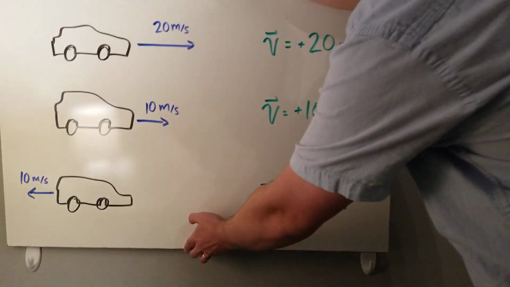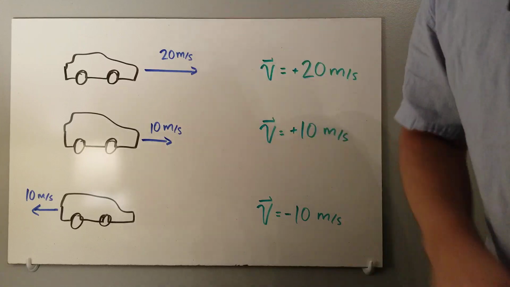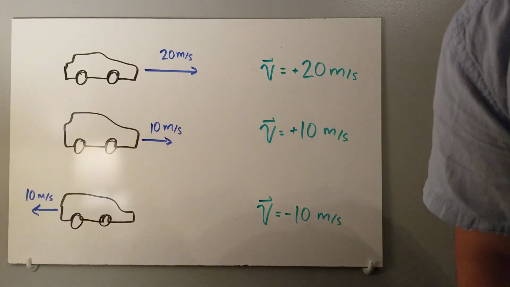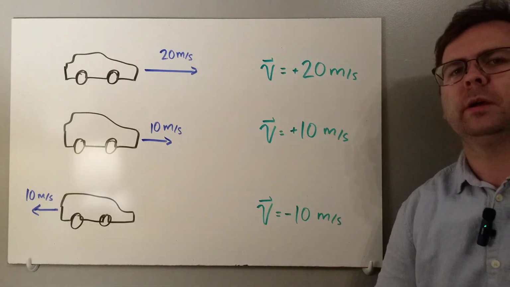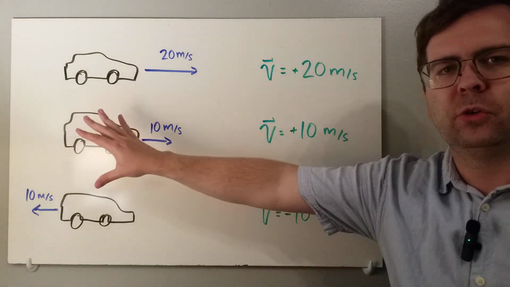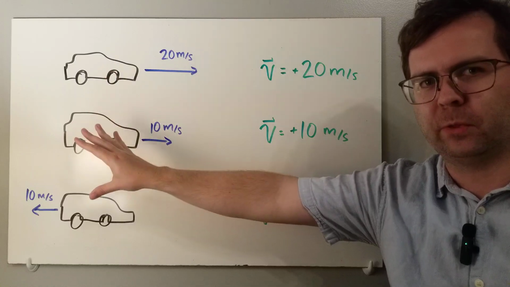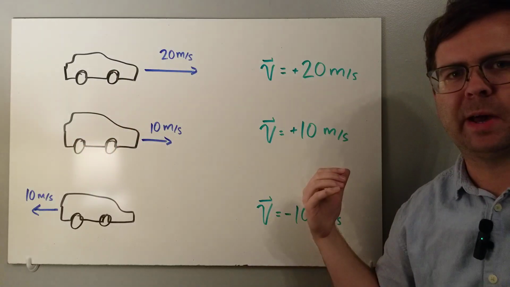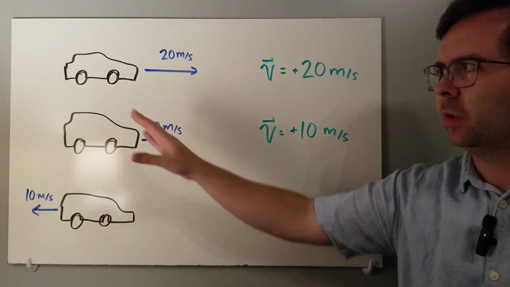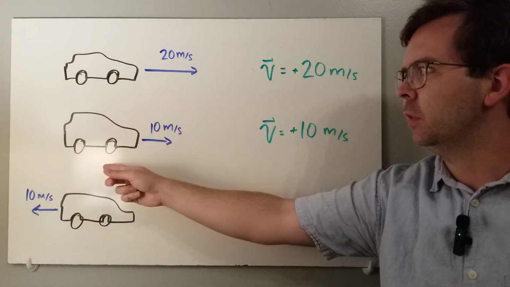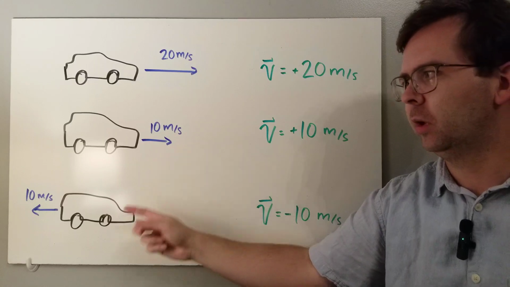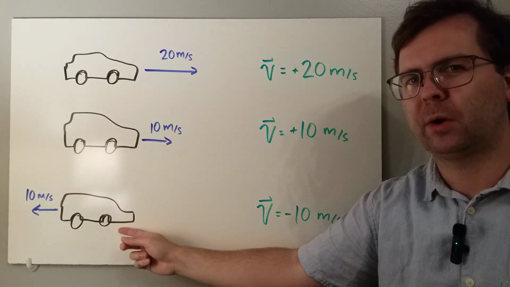Let's say you have 3 identical cars. Well, I tried to draw them identical, but it didn't work out. And they're moving at different velocities. You can represent the velocity of a car in a couple different ways. I have shown it pictorially or graphically over here, and then I've shown it mathematically on the right side. Let's start over here. These 3 cars, this one's moving 20 meters per second forward, this one's moving 10 meters per second forward, and this one's moving 10 meters per second backwards.